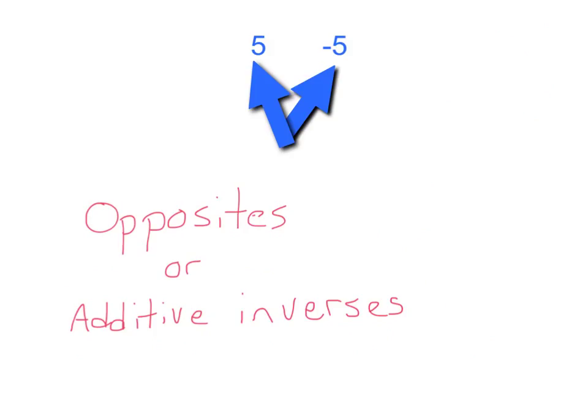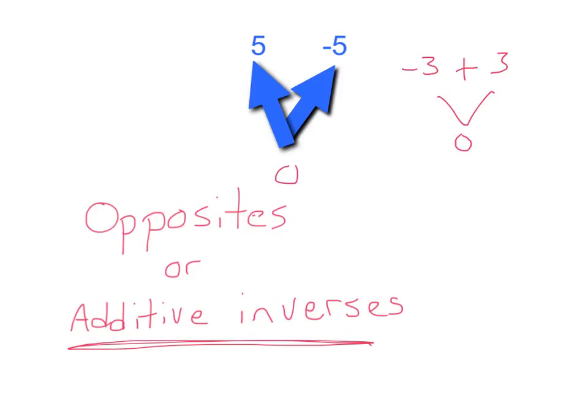Numbers like 5 and -5 are opposites because they're the same distance on a number line away from 0. They're also called additive inverses. So kind of a technical term there, but that's what we can call that. So it could be -3 and 3. Those would be opposites or additive inverses. And if we add those together, we're going to get 0. Okay, 5 and -5, if we add those together, they're going to get you 0.